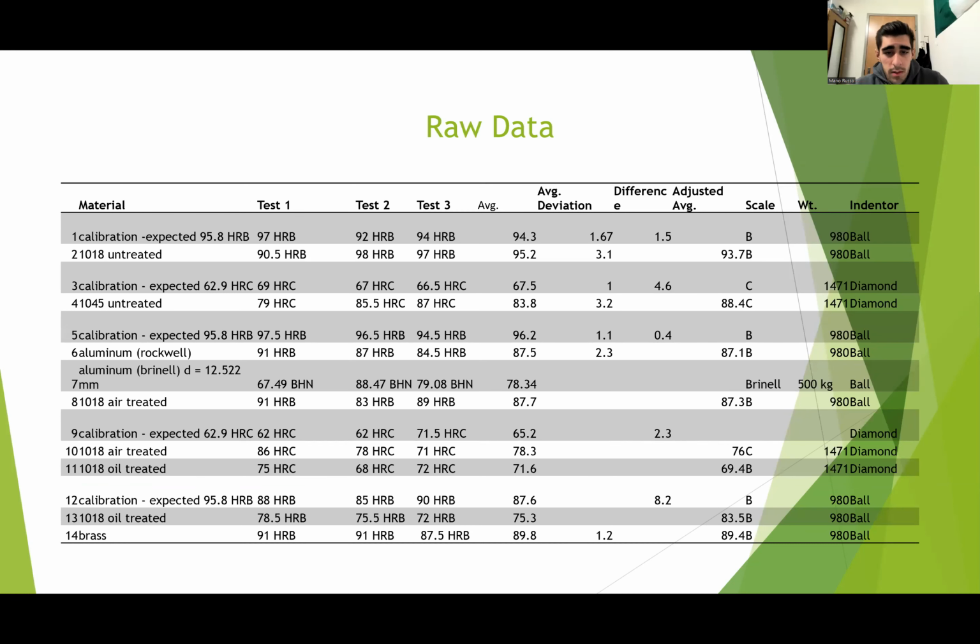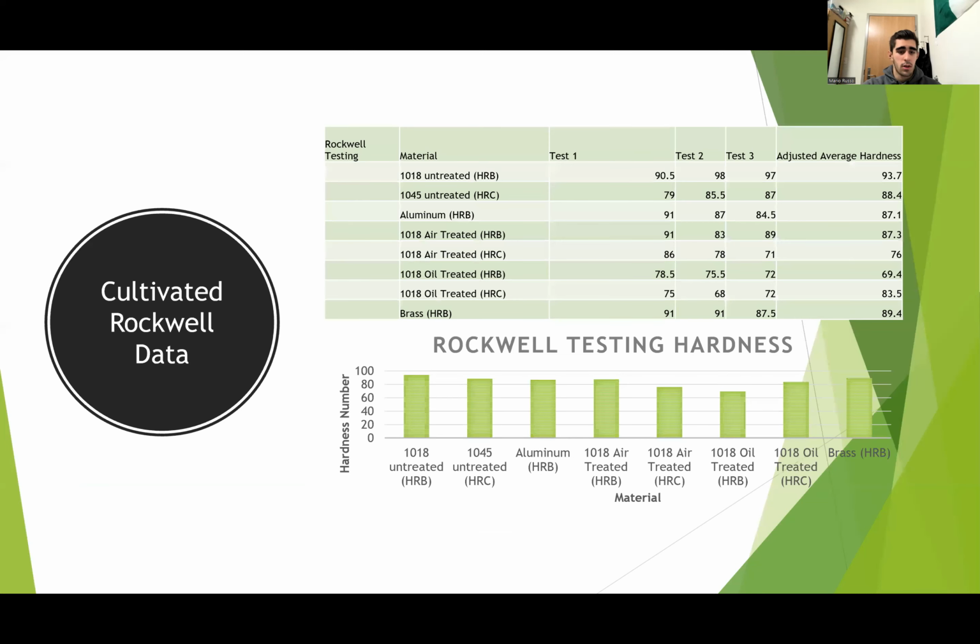So after performing the processes that Sohail just described, we collected this raw data, everything just thrown into one graph as we did it. Here it's more cultivated, a little bit more organized. This is all the Rockwell testing, where you can see the untreated and treated steel samples, the aluminum and the brass, everything that was tested in the Rockwell test. You can see the comparative rankings between all the samples that were tested by Rockwell, which we'll get into later, what was stronger than the others.